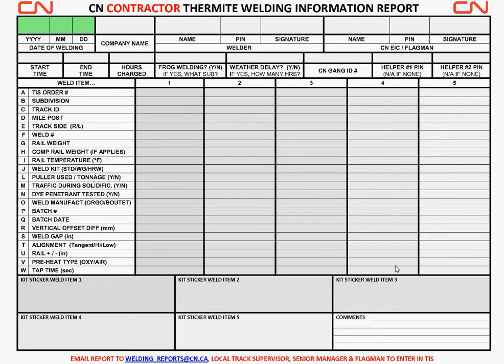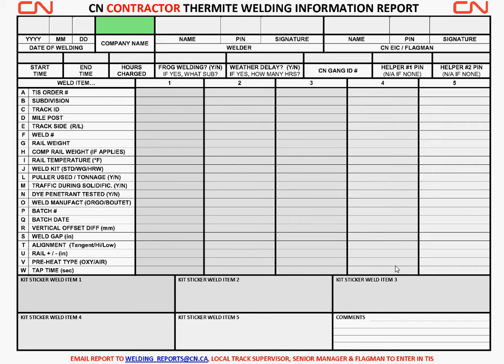One of the first pieces of information you need is the date of welding. We need the year, month, and day. So if we were to weld on September 3rd, 2016, in the year we would have to put 2016, in the month 09, and in the day 03. You have to put 4 digits for the year, 2 digits for the month, and 2 digits for the day.